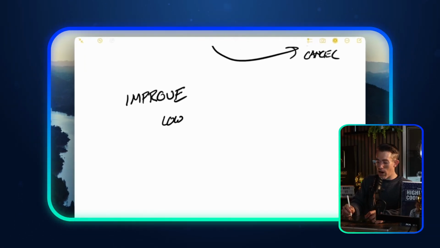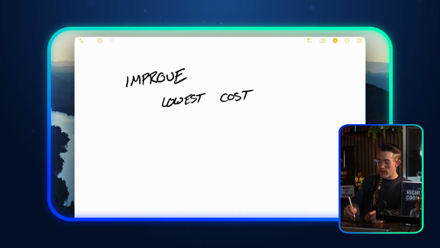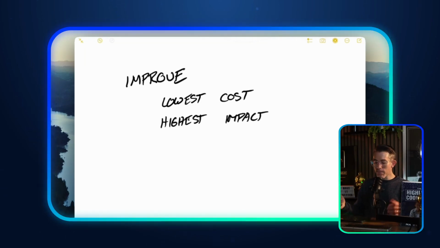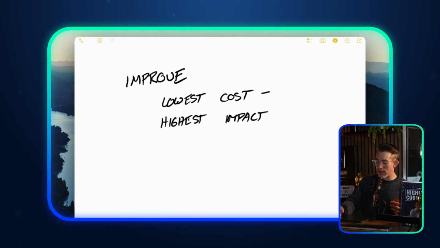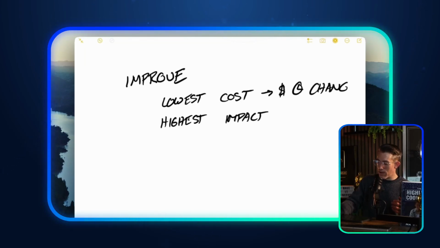So we want lowest cost, right, to highest impact. That's it. That's the balance of the win for you. And cost, this could be monetary. This could be time, right? This could just be changing systems here.